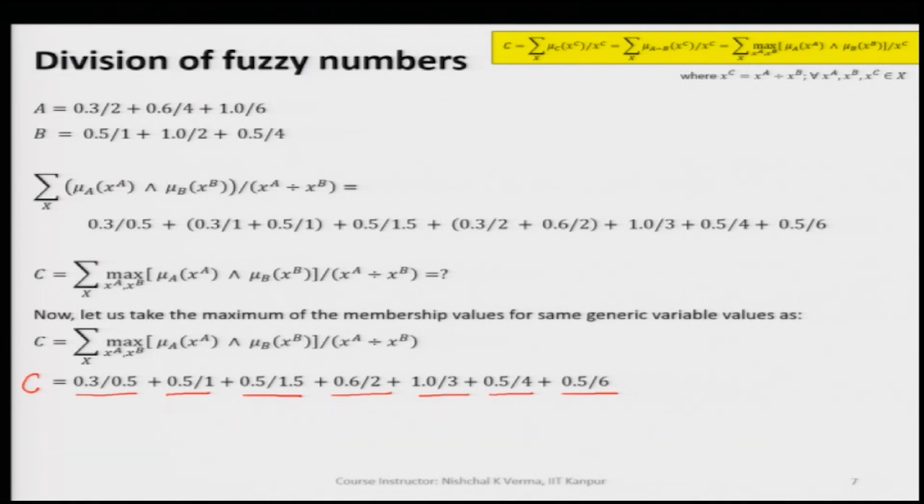Here I am saying a fuzzy set C because this fuzzy set need not be a normal fuzzy set and a convex fuzzy set always. This can be possible, but it may not be necessary that you always get a fuzzy number as a result of the division of one fuzzy number by another fuzzy number.